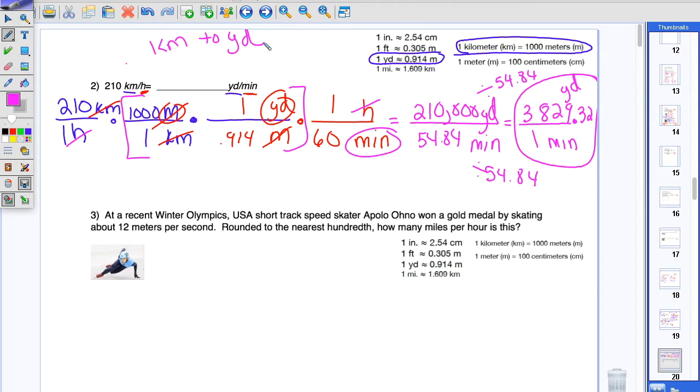Number 3: a recent Winter Olympics USA short track speed skater, Apollo Ono, won a gold medal by skating about 12 meters per second. Rounded to the nearest hundredth, how many miles per hour is this? We want to go from 12 meters per second, so that's 12 meters over 1 second, and we want to go to miles per hour. So our first conversion is going from meters to miles.